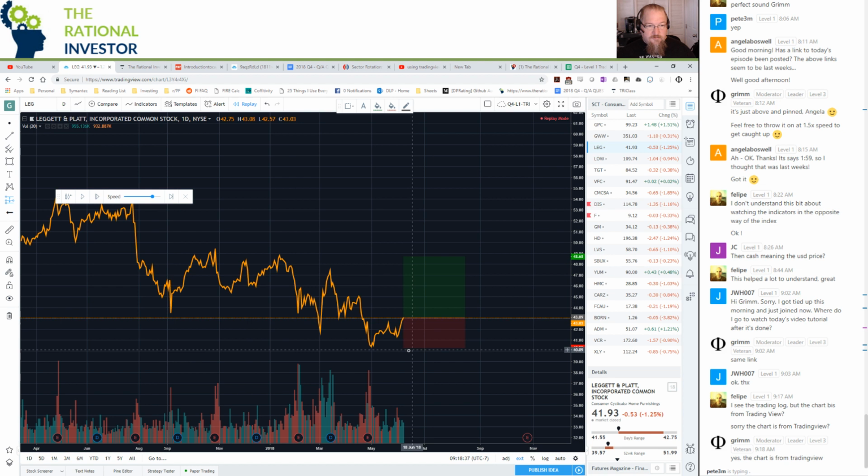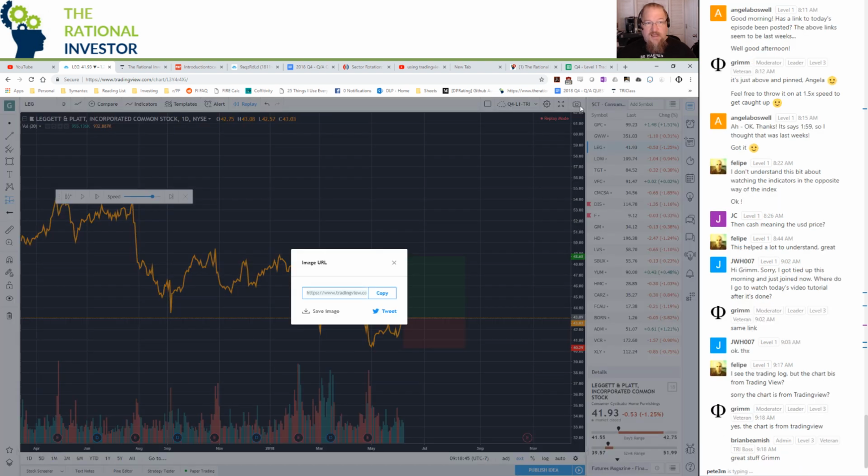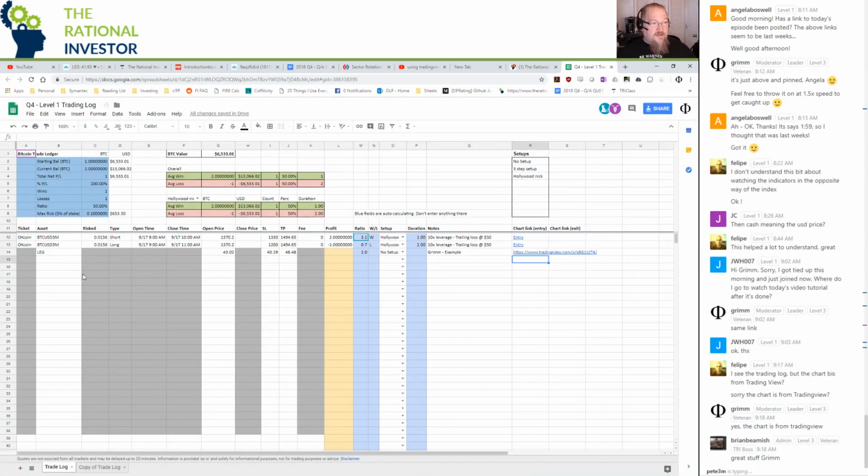Make sure we're at a 2 to 1 risk reward. Make sure the risk goes down to the bottom of that W, okay? Then you take a picture of that using this camera looking icon up here. Copy that and then plug it into here, okay?